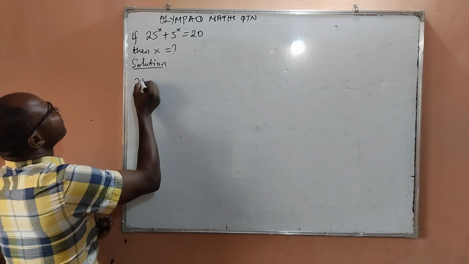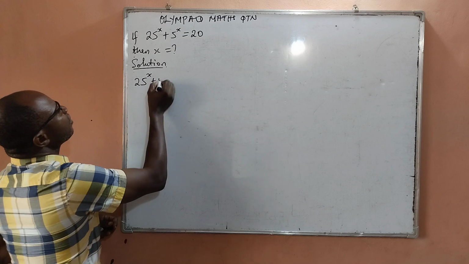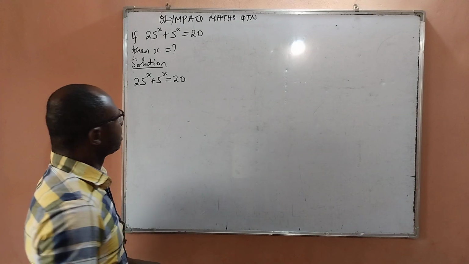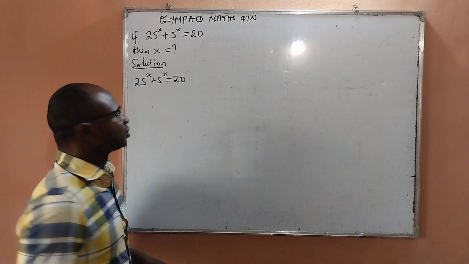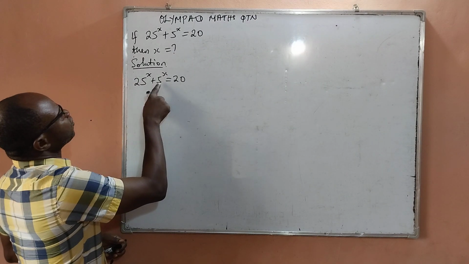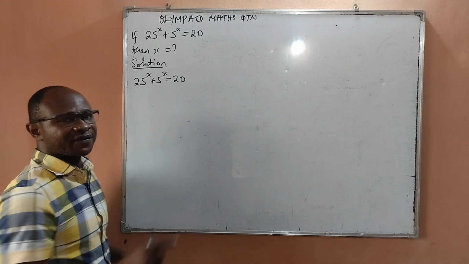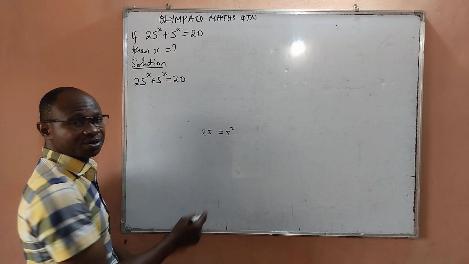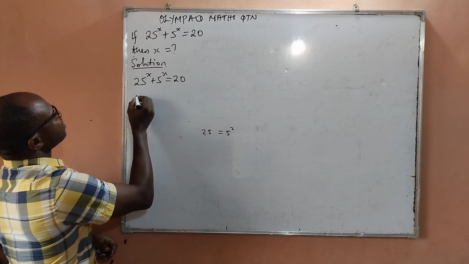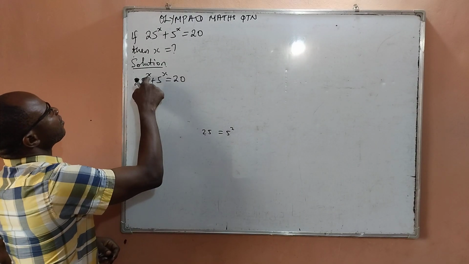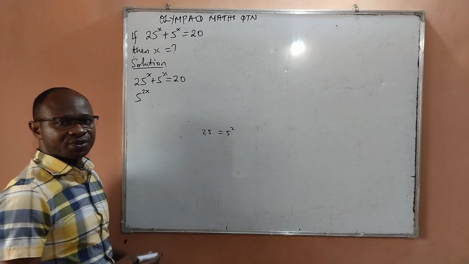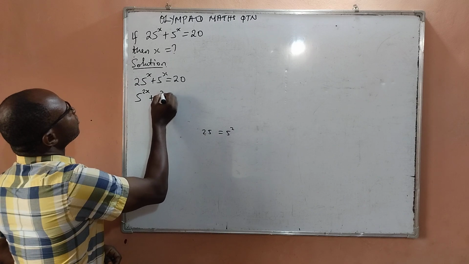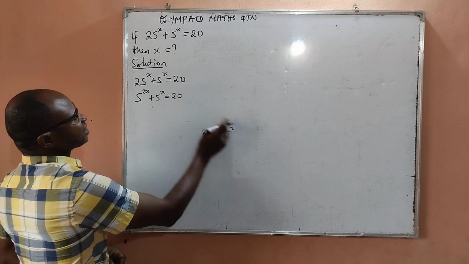Given to solve is 25 to the power of x plus 5 to the power of x equal to 20. The first thing I will do is to express 25 in the same base as 5. That is, 25 is the same thing as 5 raised to the power 2. So I will now write 25 as 5 raised to the power 2, then multiply by the x there. That becomes 5 raised to the power 2x, then plus 5 to the power of x is equal to 20.